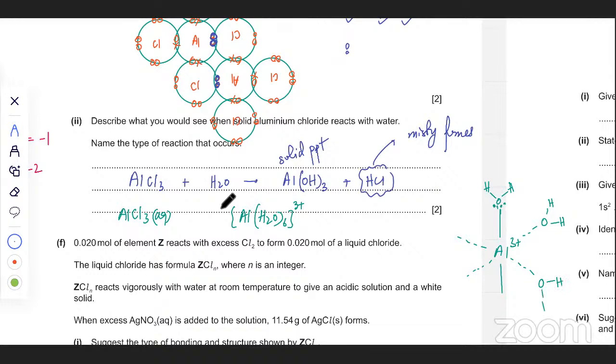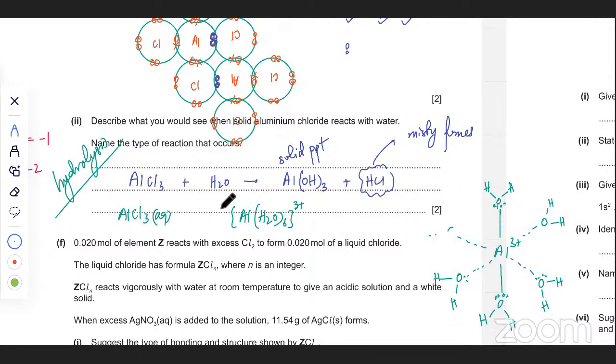And remember, this is not known as a precipitation reaction. This is known as hydrolysis. The type of reaction that they were actually looking for was hydrolysis. It's a reaction with H2O. So all these water molecules come along and start sticking to the aluminium ions. Let's draw all of them. So there's a water molecule over here as well.